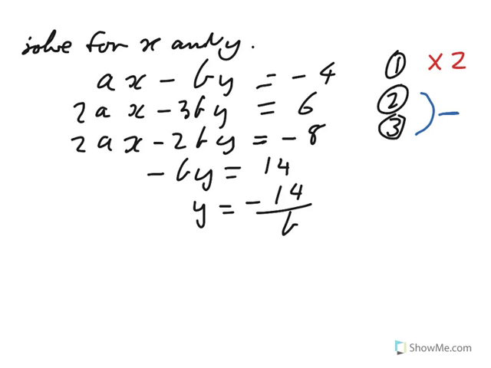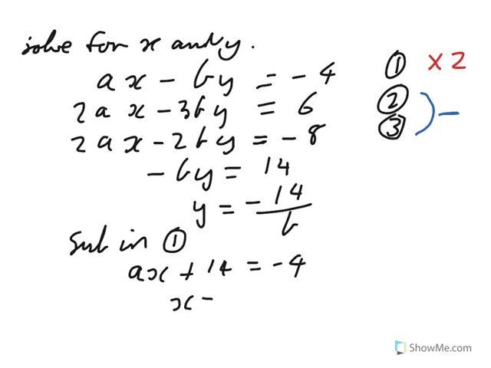Okay, and so then you can substitute that into, say, number 1. So then when we sub in 1, we've got ax plus 14 equals negative 4. And so you get x equals negative 18 on a. Okay, and so y is negative 14 on b.